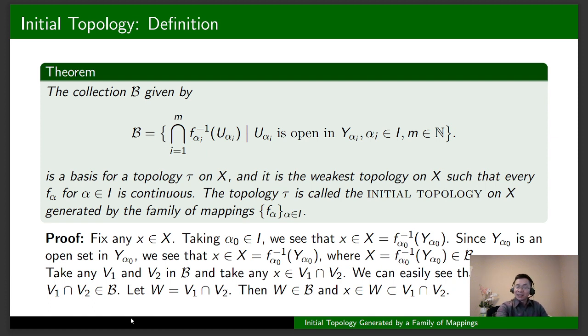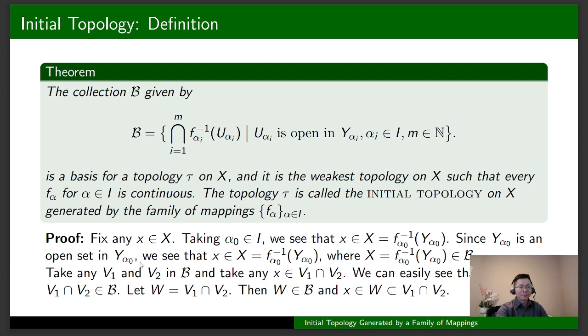To show that the second condition is also satisfied, we are going to take V1 and V2 in B and take any x in this intersection. Our goal is to show that there is another set W in B such that x belongs to W and W is a subset of this intersection.